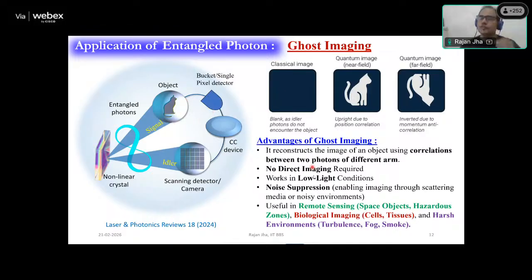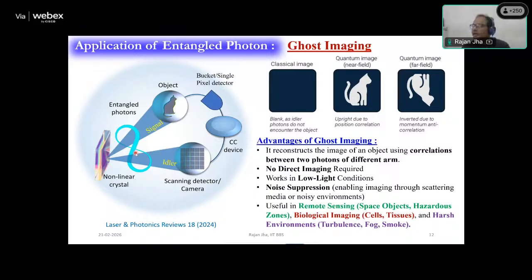So the advantage of ghost imaging is that it reconstructs the image of an object using correlation. As I told you, the correlation can be done with the position correlation, and then you try to correlate the two photons of the two different arms. Here, no direct imaging as such is required. Otherwise, you would have to also put something here in this area.